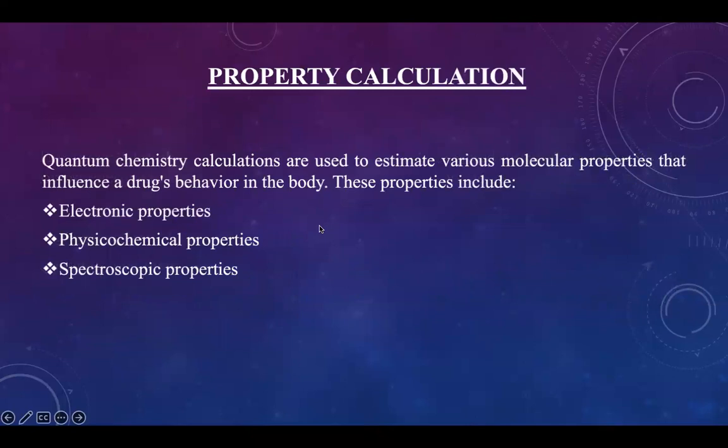Property calculation. Quantum chemistry calculations are used to estimate various molecular properties that influence a drug's behavior in the body. These properties include electronic properties, physicochemical properties, and spectroscopic properties.